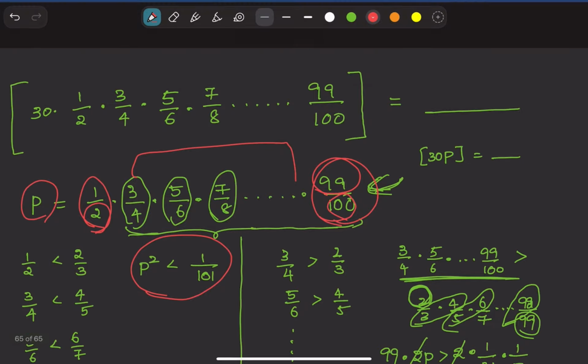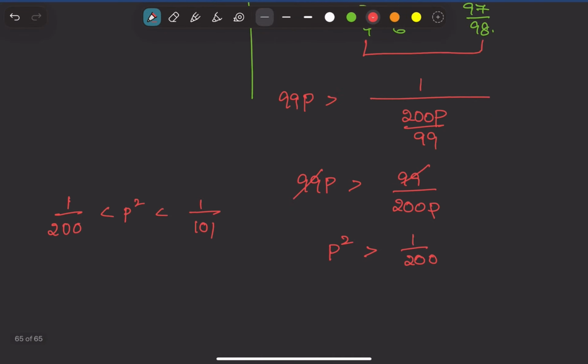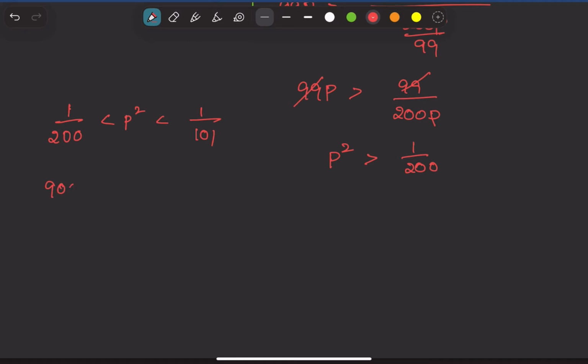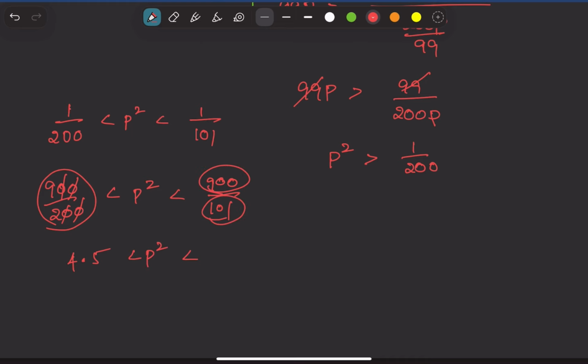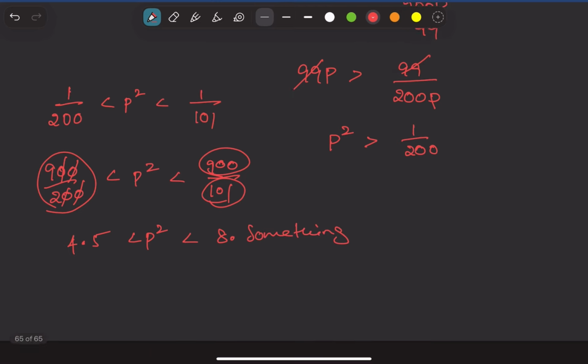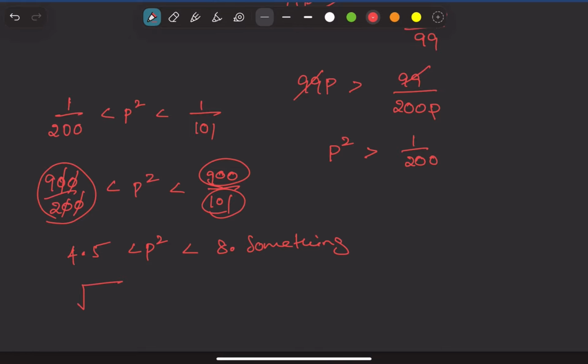Now, since we have to find out the integral part of 30p, I'll multiply this inequality with 900. So 900 by 200 is less than 900 p square, which is less than 900 by 101. So this is 4.5 less than 900 p square less than 8 point something. Now if you take the square root, here you will get 30p less than square root of 8 point something.